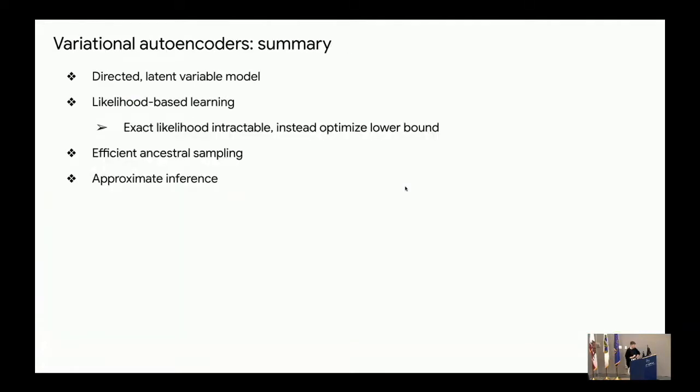So, a high-level summary of variational autoencoders. These are directed latent variable models. They rely on likelihood-based learning. The exact likelihood is intractable, but we're going to derive a lower bound on the likelihood. There's an efficient ancestral sampling procedure. Again, this means we sample Z from our prior and then X given Z. And there's an approximate inference scheme.